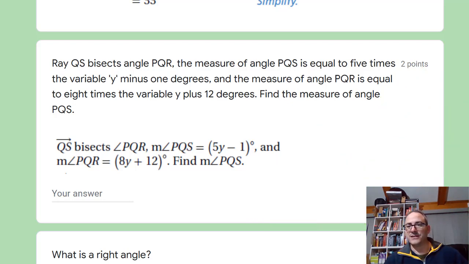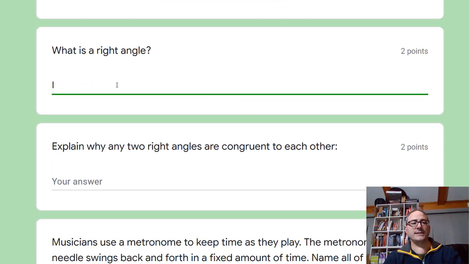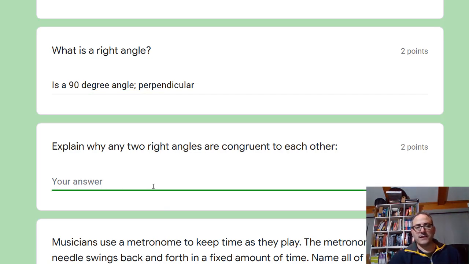I'm getting rid of this right now. All right, here we go. What is a right angle? Well, a right angle is a 90-degree angle. Or you could say perpendicular. Right? Okay.